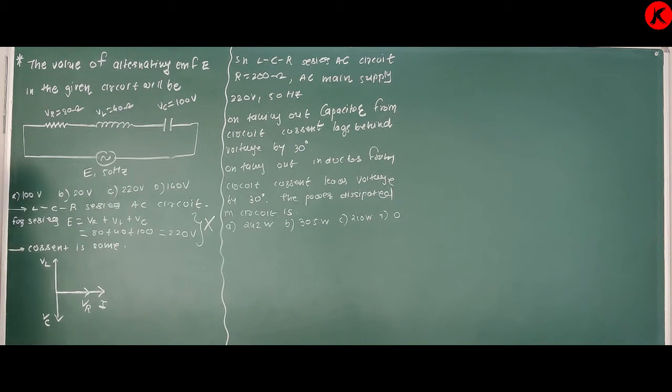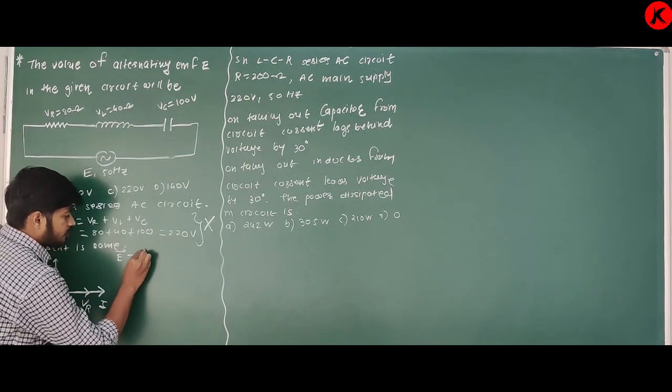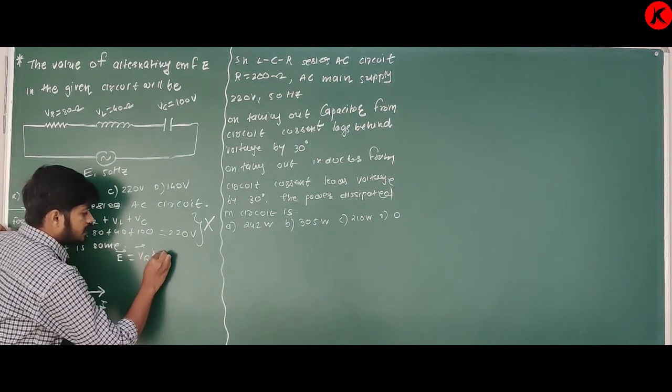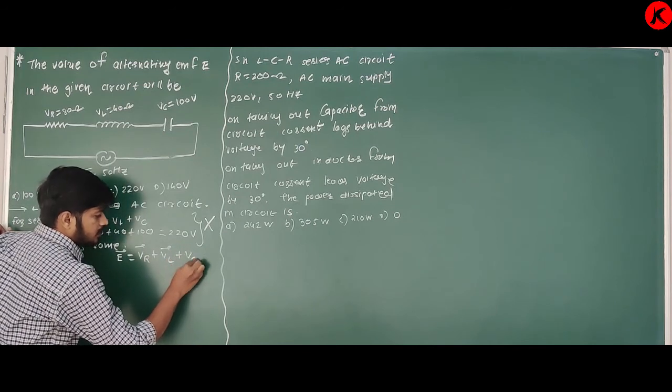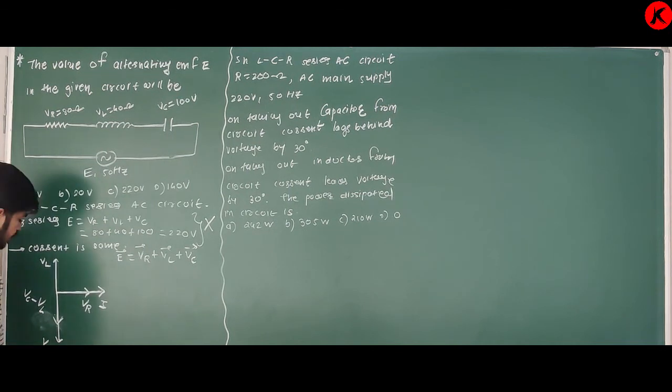Then we can say here it is VC minus VL. How to write this relation? E is equal to VR plus VL plus VC. Now as VL and VC are in opposite direction, I can find the resultant, VC minus VL.